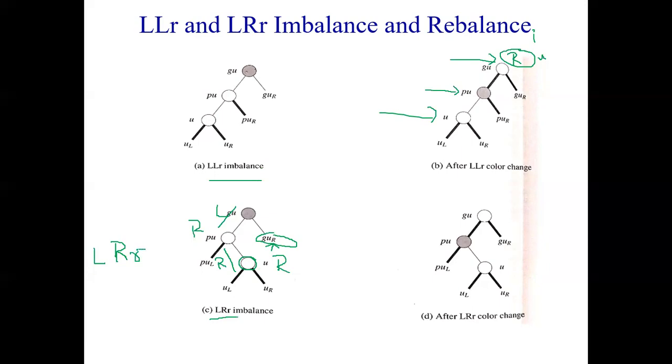Whenever it is an R imbalance, you need not rotate. You can just change the color. So again, which color should be changed? We will not change the color of the new node. We will change the color of the parent.